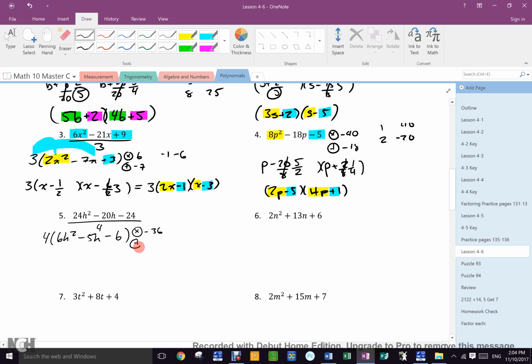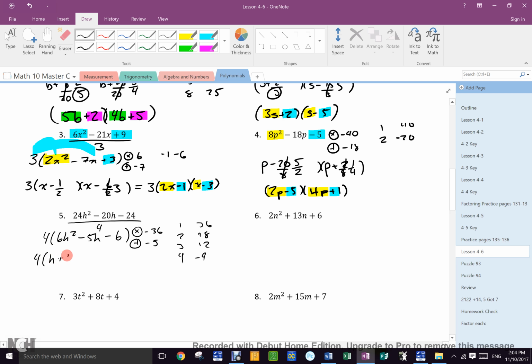And what do I need to add to? Is it 1 and 36? No. Is it 2 and 18? No. Is it 3 and 12? No. Is it 4 and 9? I just gave it away. Yes. Which one's negative? 9. Minus 9.